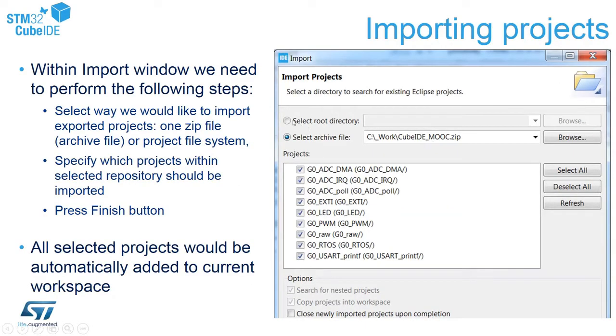Then we need to select either root directory if the project is stored as a file folder and not a zip, or if it's stored in an archive file, we need to select archive file and browse it. I can select interesting projects for me and then press the finish button. As a result, all of the projects are popping up in my active workspace.